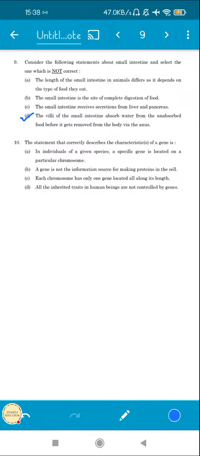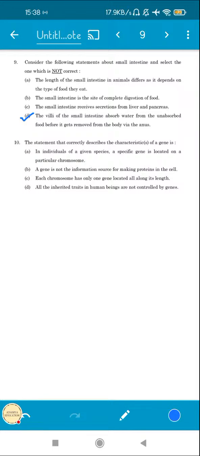Now question number 10. This is also a very direct factual question. Let's see. In individuals of a given species, a specific gene is located on a particular chromosome. Yes, if the gene is related with the height of a person, it will be located on that particular numbered chromosome only. It's not that in one person it will be located on the first chromosome, and in the other person it will be located in the fifth chromosome. It will never be like that.